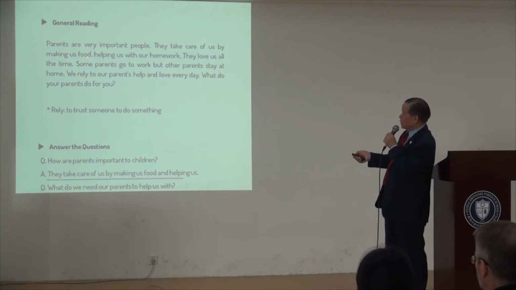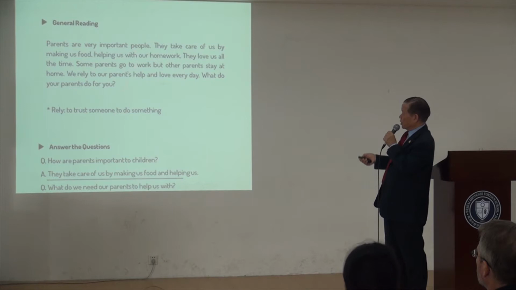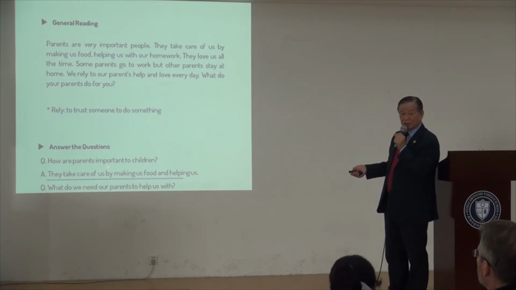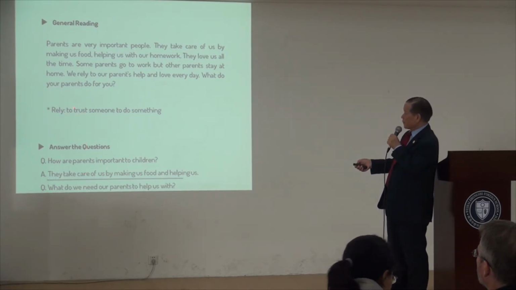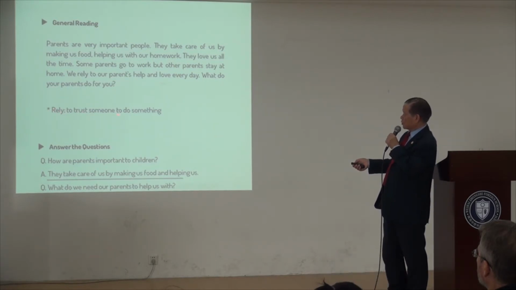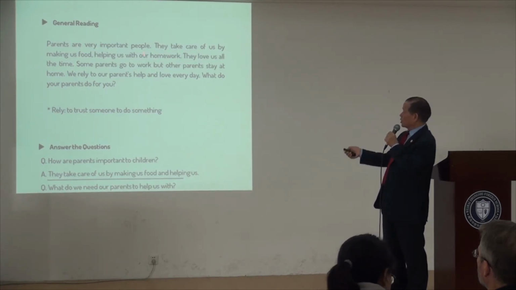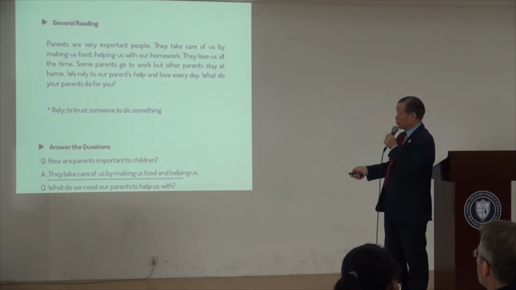Example, reading part. The students can get information. Reading good information, they can answer the questions like this. Okay? This is the explanation. Rely: this means to trust someone to do something. Sometimes if you need other words, pick them up and explain like this. What does homework mean? You can make an example.